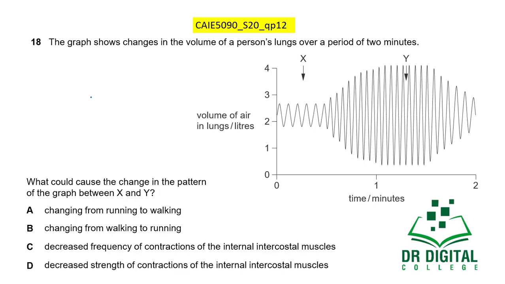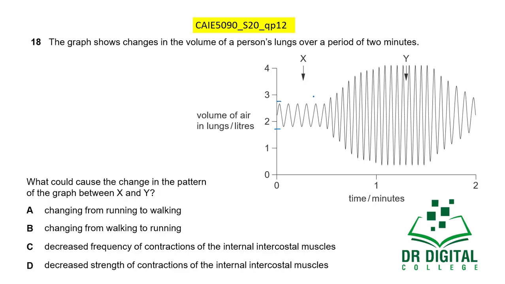In this question, the graph shows changes in the volume of a person's lungs over a period of 2 minutes. You know that volume is from 1.8 to 2.7 like this, and after X it's suddenly increasing, and from X to Y it is increasing, and up to 2 it is decreasing. Now the graph is telling us like this. What could cause the change in the pattern of the graph between X and Y?